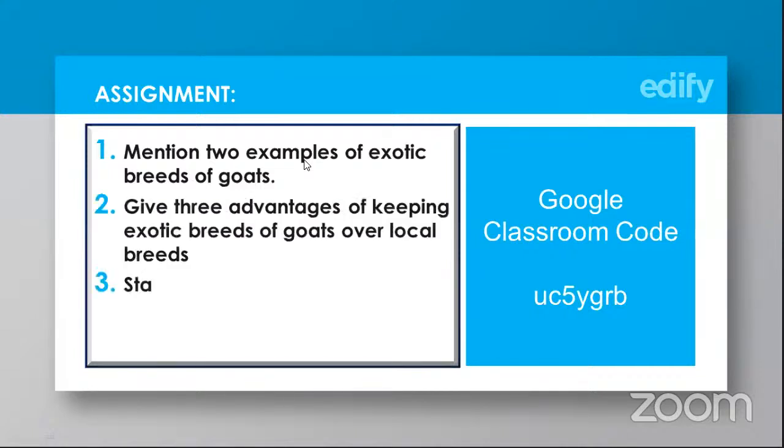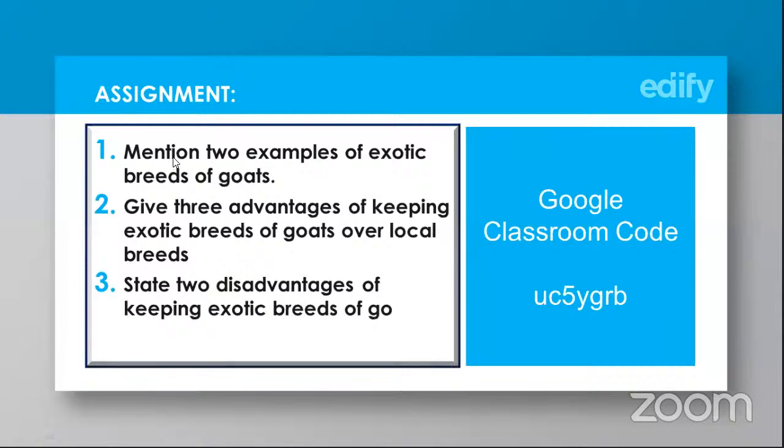Okay, this question, you will be able to get it there, but we can answer them now. You can just try to give me so that I see whether you have been following. The first one is mention two examples of exotic breeds of goats. Is there anybody who is ready to answer for us that? Yes, Francis, can you give us the examples of exotic breeds of goats that we looked at? Angora goat. And then another one? Sanen goat. Very good.